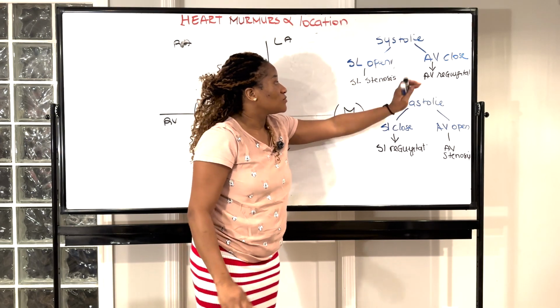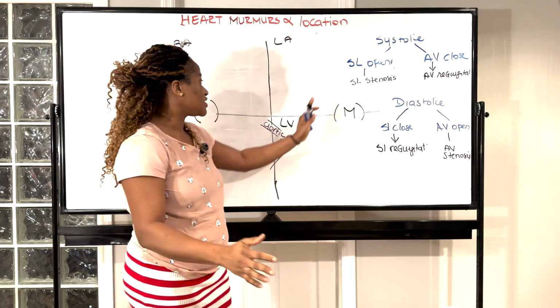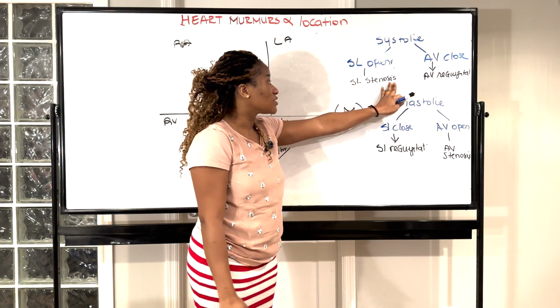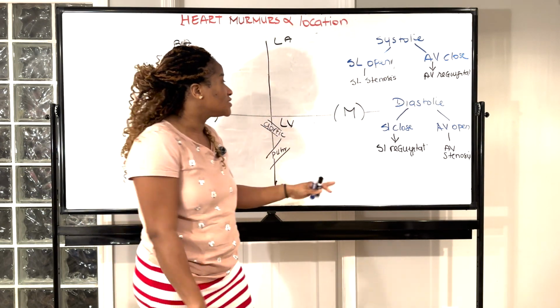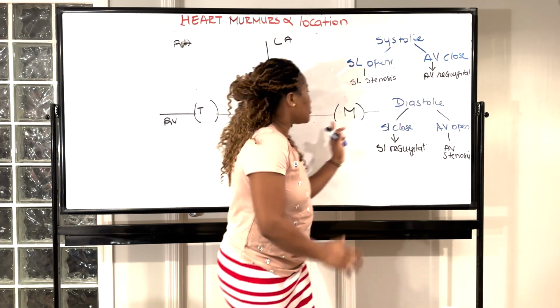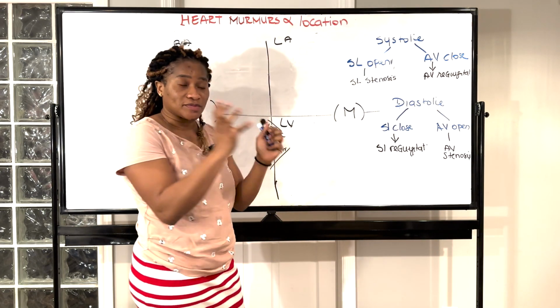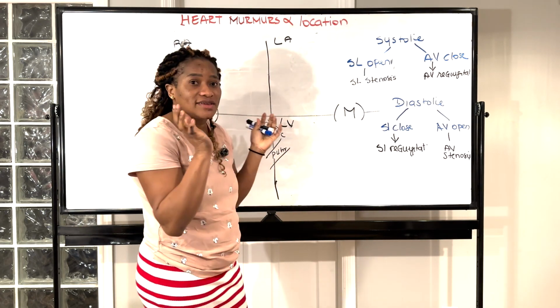During systole, what kind of murmur can you hear? You can hear your aortic and pulmonary valve stenosis because they were supposed to be open and they don't open. And you can have your AV regurgitation because they were supposed to be closed, but there is a leak.